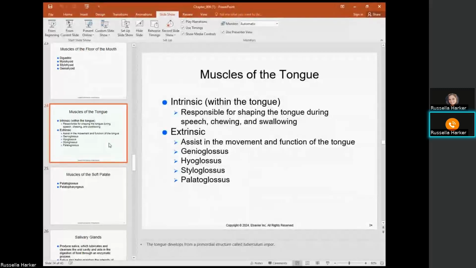Muscles of the tongue: we have intrinsic, so the muscles inside of the tongue that are responsible for shaping the tongue during speech, chewing, and swallowing. Extrinsic muscles assist in the movement and functioning of the tongue and include the genioglossus, the hyoglossus, styloglossus, and palatoglossus. All muscles of the tongue, except for the palatoglossus, are innervated by the hypoglossal nerve. The palatoglossus muscle is discussed with the palate, and muscles of the tongue and the floor of the mouth are attached to the hyoid bone.